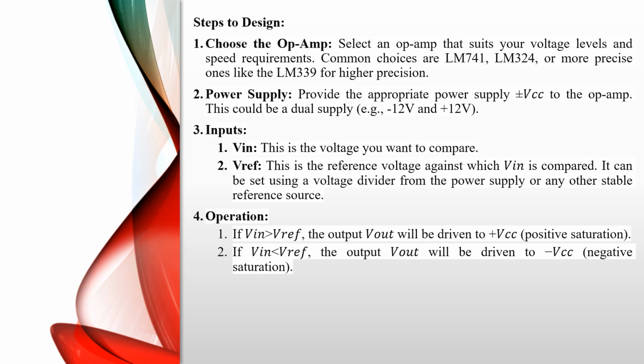By using an op-amp, two inputs are required. One is V in and the other one is V reference. One power supply we have to choose and one suitable op-amp we have to choose for high precision. Okay. So this is the basic comparator circuit by using an op-amp.